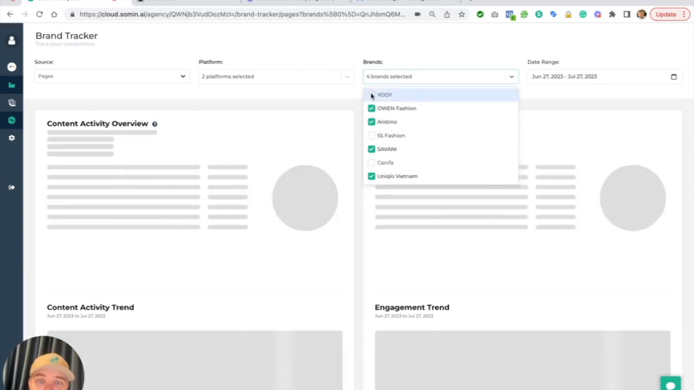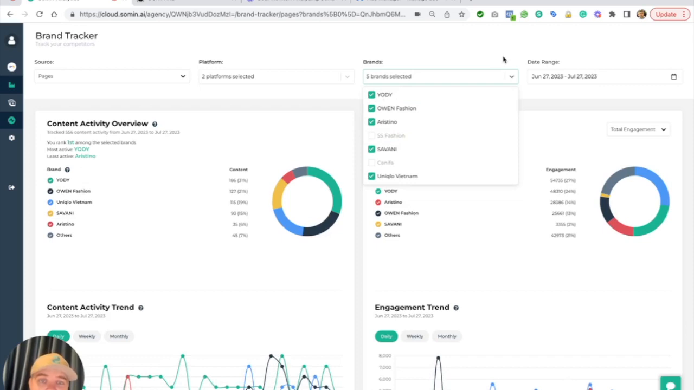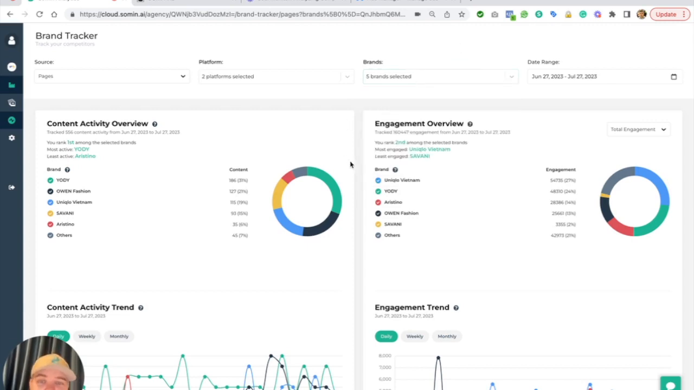So here we are dealing with a company called Yuri. This is one of their largest e-commerce in Vietnam. Its competitors are Uniqlo, Owen, Artistas, Havani, and a couple of others. Now we are looking at the module called Brand Tracker.